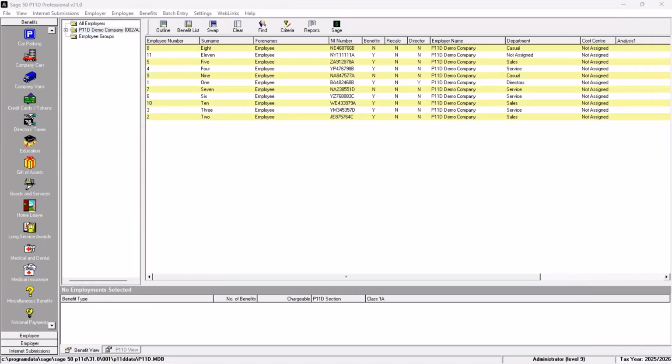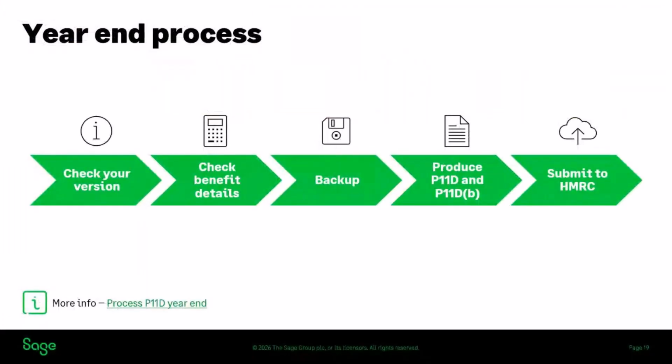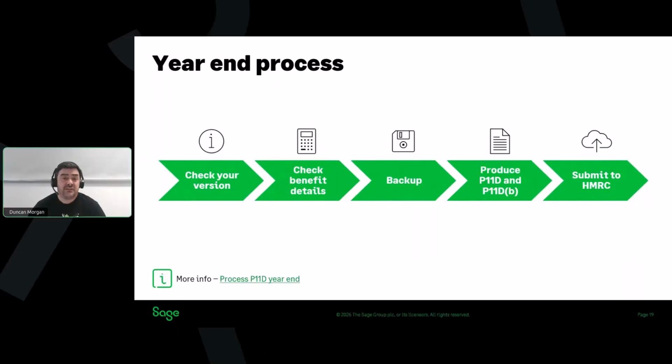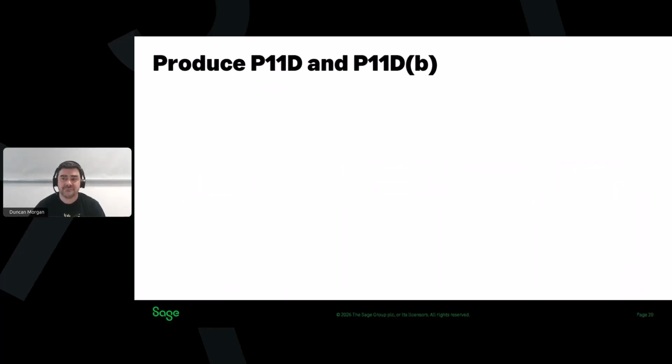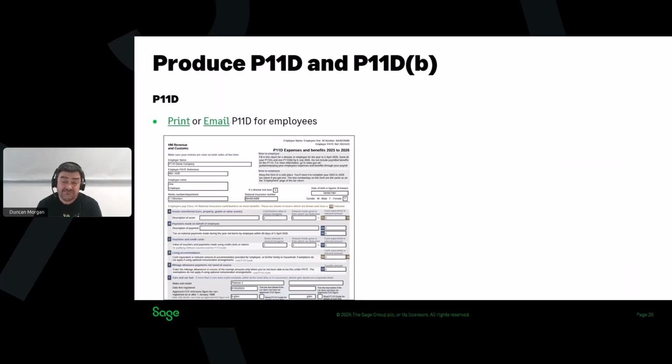So those are the main kind of setup steps. So what you can then move on to is the year-end process itself. So the next step is producing the P11Ds and P11DB. So P11D is the form that you're going to give to your employee, and a version of this will be included in your online submission to HMRC.